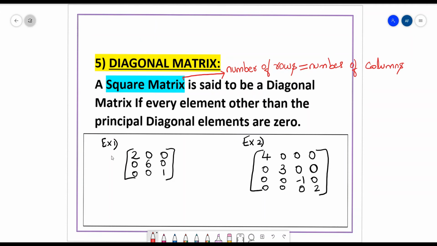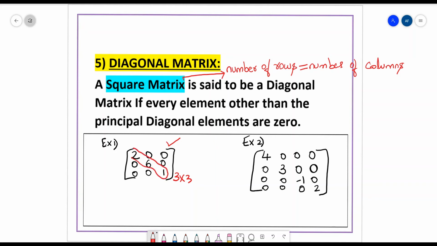I have taken two examples here, example 1 and example 2. In example 1, the number of rows is 3 and the number of columns is 3. So the number of rows is equal to the number of columns in this case. So it is a square matrix. And also the principal diagonal elements are 2, 6, 1.